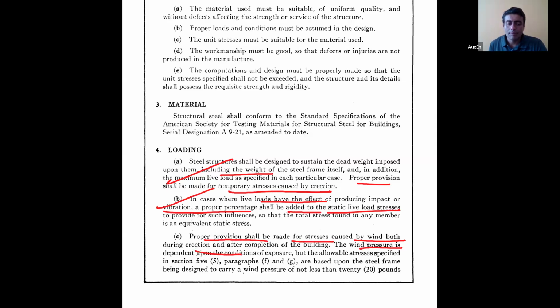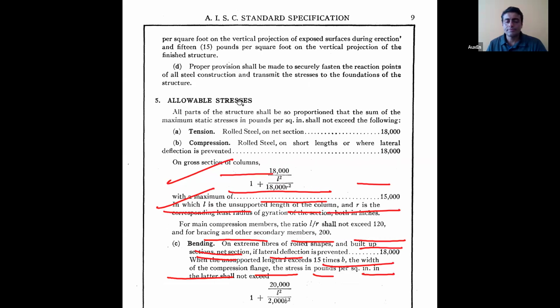The wind pressure is dependent upon the conditions of exposure, but allowable stresses are based upon the steel frame being designed to carry a wind pressure of not less than 20 pounds per square foot during erection and 15 pounds per square foot on the vertical projection of the finished structure. Just calculate this PSF. If someone is there online, just do this calculation. Convert this 15 pounds per square foot into kilonewton per meter square.